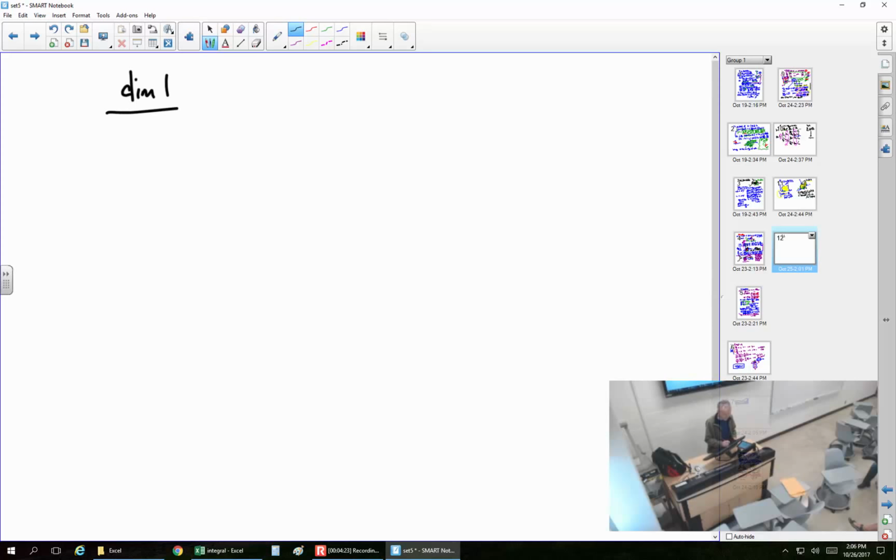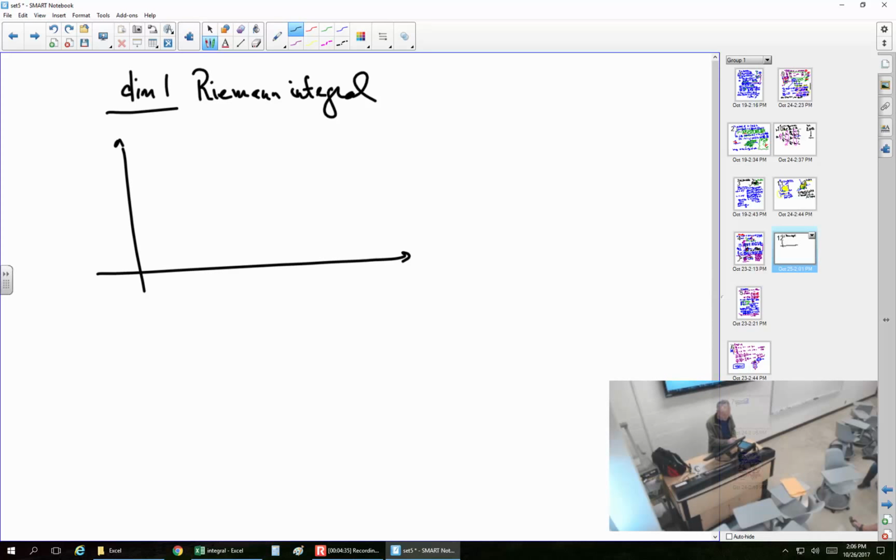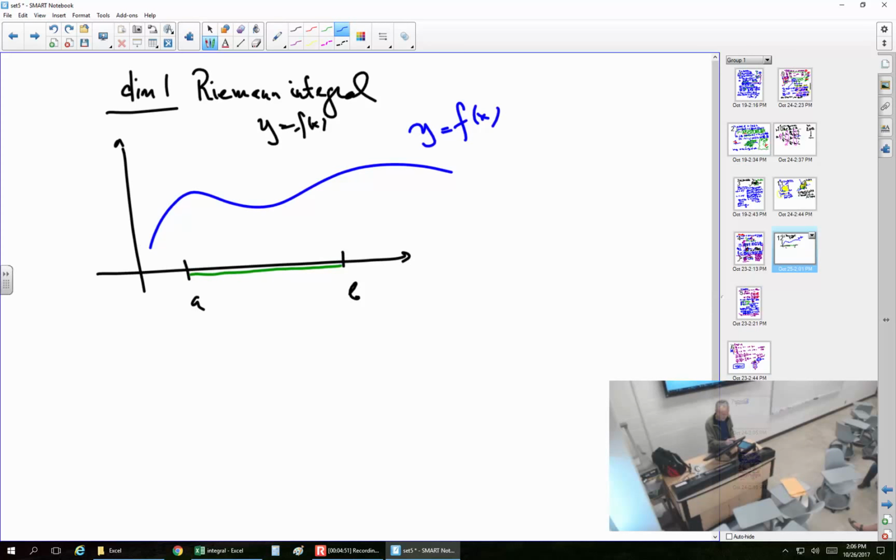So to remind you about the dimension 1 Riemann integration, or rather the Riemann integral of a function. How it works out: you have y equal f of x, and you integrate over some interval some kind of function. Y equal f of x. So we cut the piece of the graph. Now that's what we are after, this area under the graph.